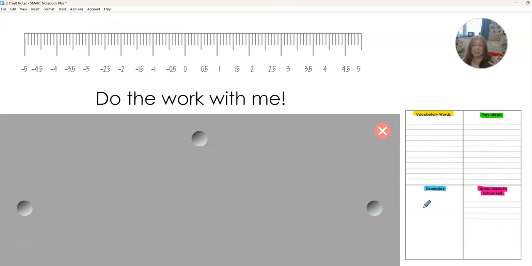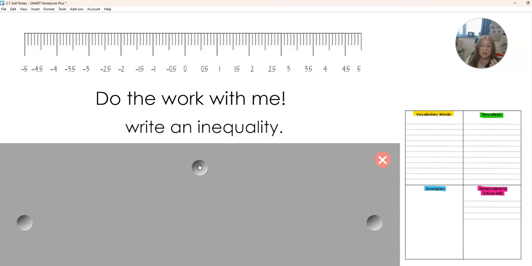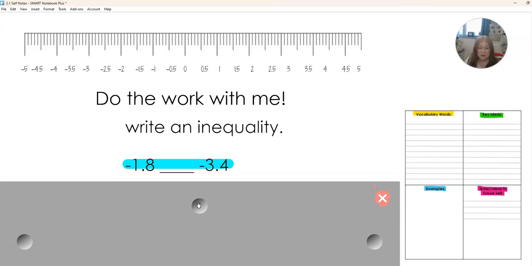Okay, we're going to do some examples. You need to make sure you are doing the work with me, not just writing down my answers. Students that are doing the work as you're supposed to are going to learn more. So we have this number line up here just to kind of help us think and compare them. So we're going to be writing some inequalities to compare these rational numbers.